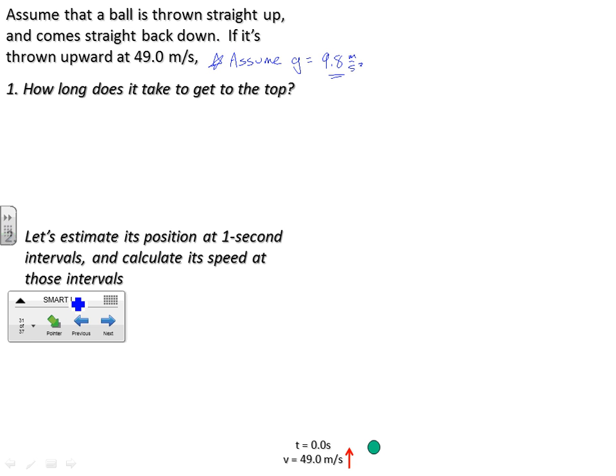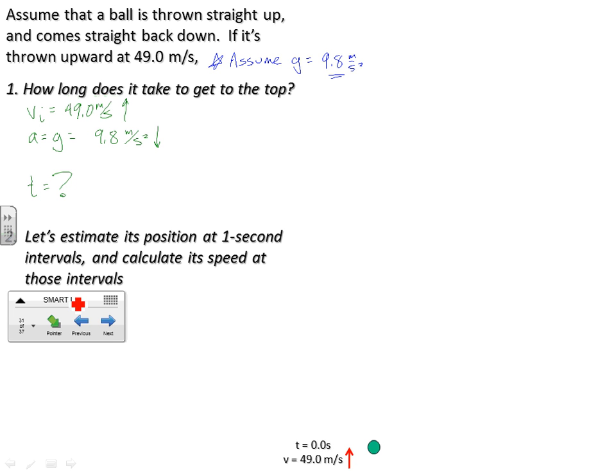So, question 1. Let's figure out how long it takes to get to the top. Here's what we know. V initial is 49 meters per second upward. A is g, 9.8 meters per second squared downward. We want to know what T is. T equals question mark. How long does it take to get to the top?